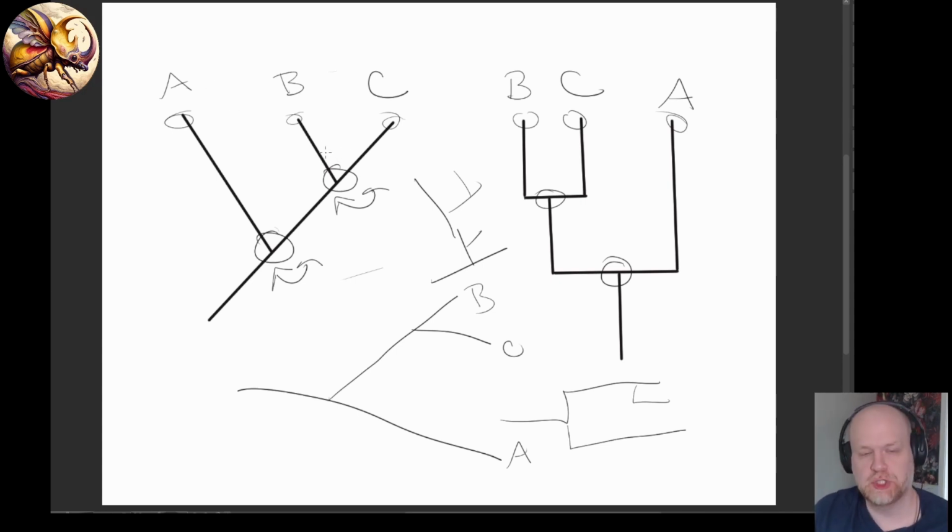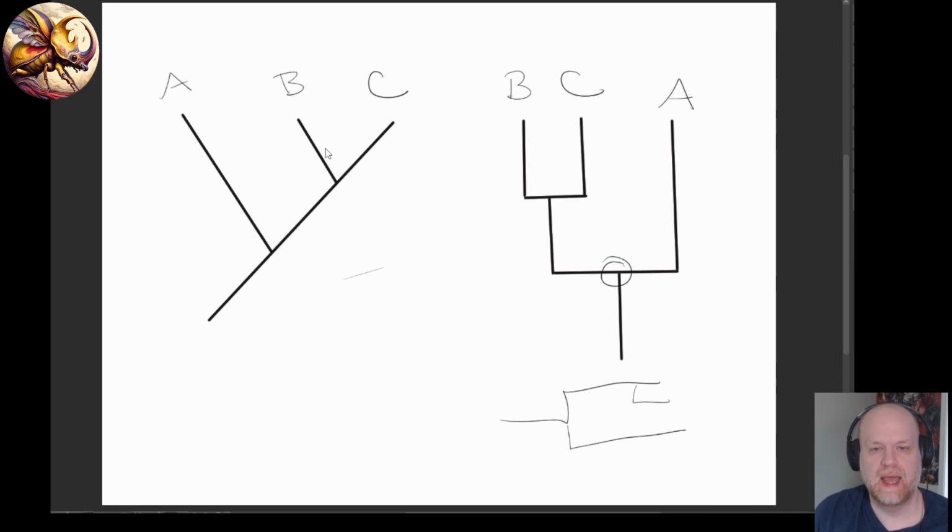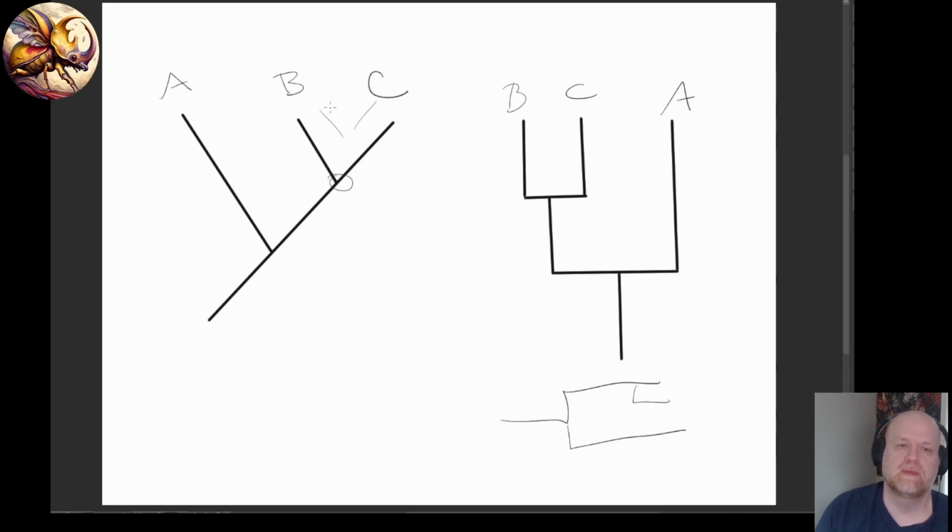And like a family tree, let's clean some of this up. Like a family tree that you might have in your family, the closer the branch points are, the more closely related the terminal species are. So B and C are more closely related to each other than they are to A, but A is related to B and C.